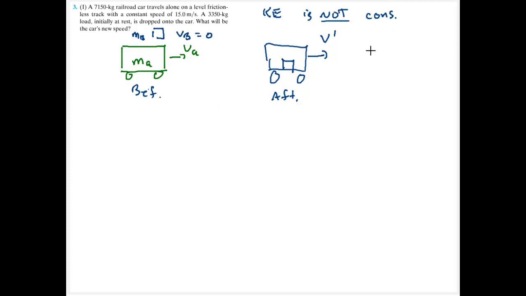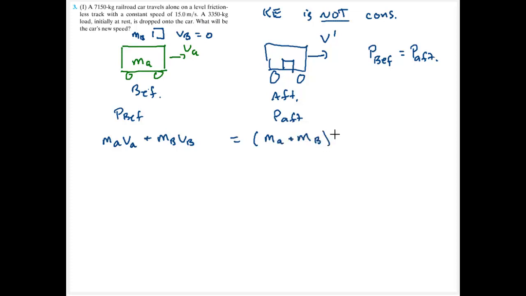What is conserved, however, is momentum. We can always write the momentum beforehand is going to be equal to the momentum afterwards. What is the momentum beforehand? Well, that's going to be the sum of the momentum of the individual parts. So mass of A, velocity of A, plus the mass of B multiplied by the velocity of B. All that's going to be equal to the momentum afterwards. And in this case, they're sticking together, so I add the masses together, mass of A plus mass of B, multiplied by their new velocity.